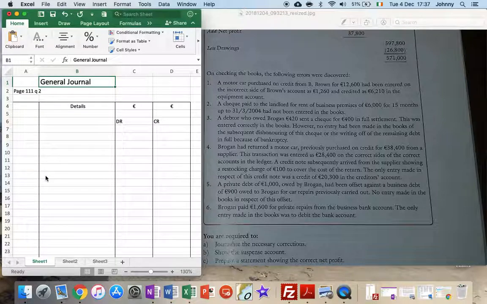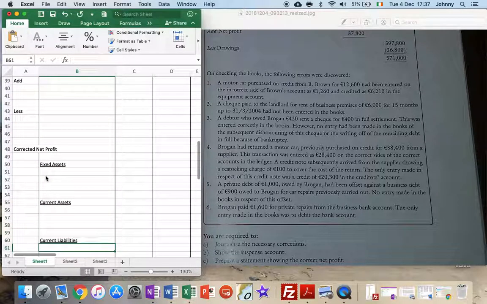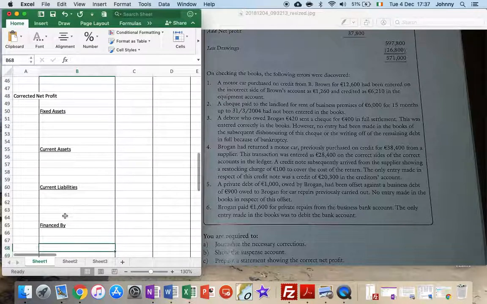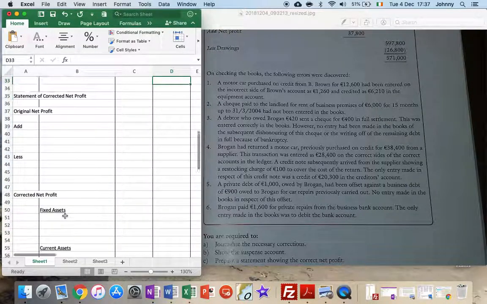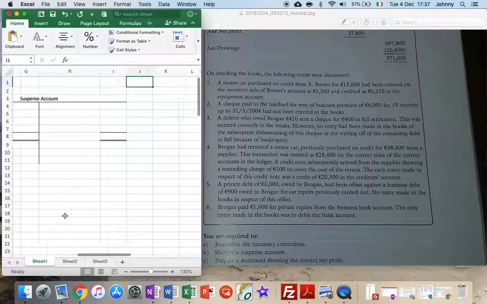So before I start doing anything, I've got the blank document laid out. So here's my record book 2 that I'm going to put all of my journal entries into. I've got my statement of corrected net profit and my corrected balance sheet ready to go, and then I also have ready to enter my suspense account. So I'll do that suspense account as the second entry. The suspense is over here.